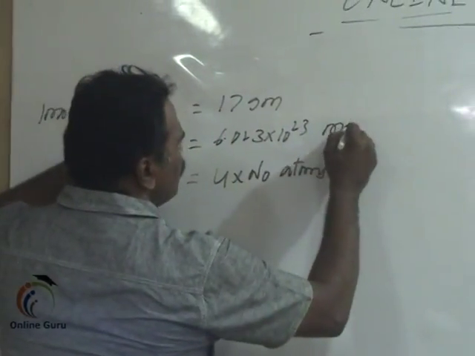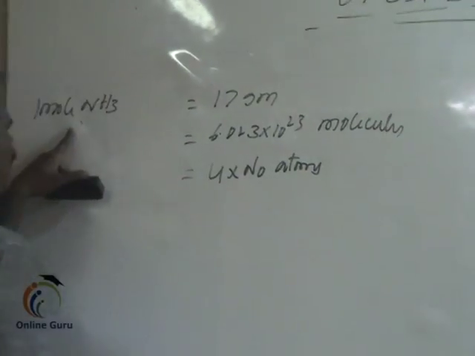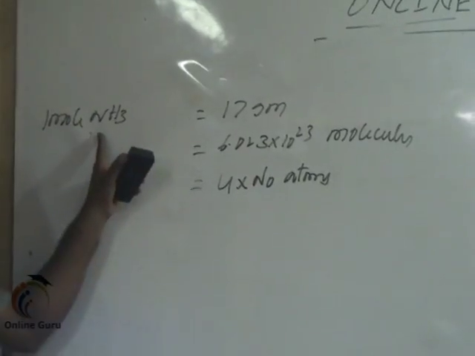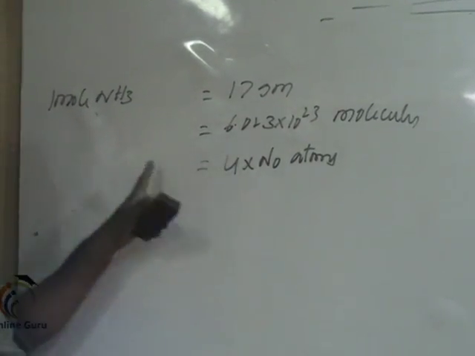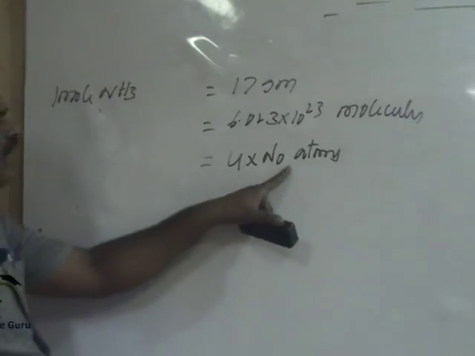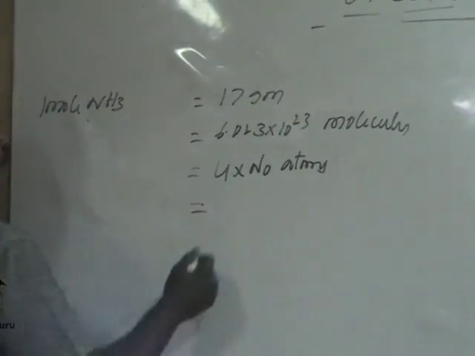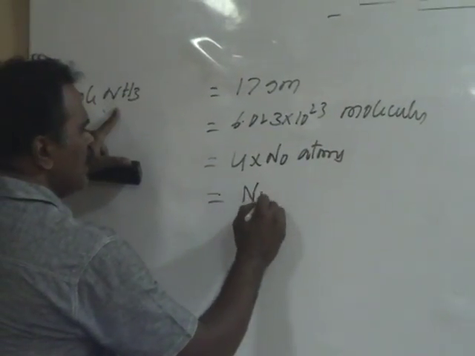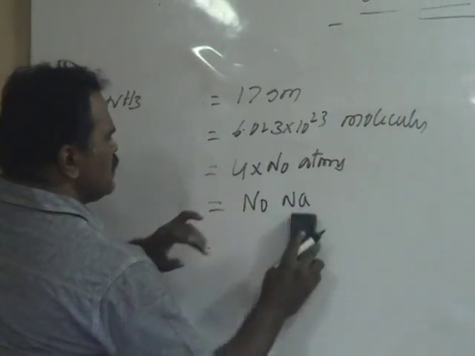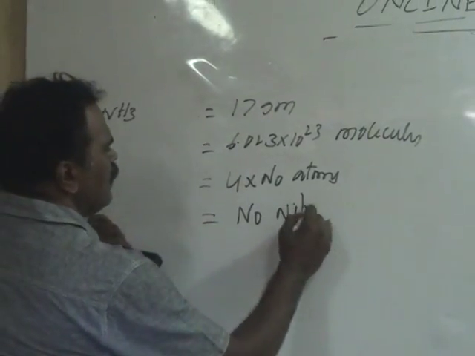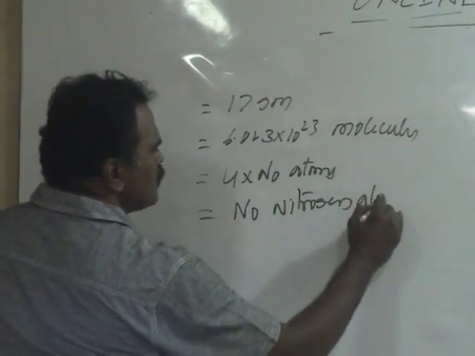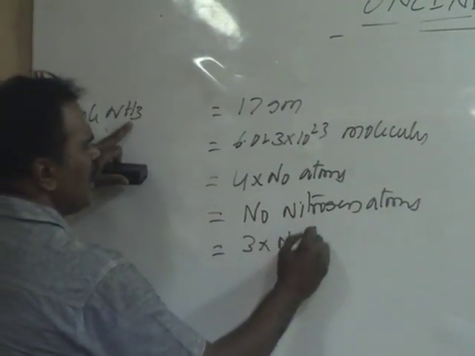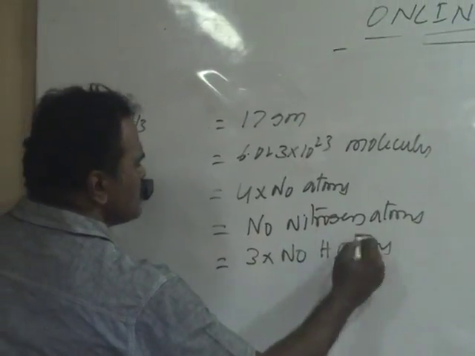This is molecules. 1 mole ammonia equals 17 grams. This is gram molecular weight. 1 mole ammonia equals Avogadro number of molecules. 1 mole ammonia equals 4 into Avogadro number of atoms. 1 mole ammonia equals 1 into N0 nitrogen atoms, or Avogadro number of nitrogen atoms. 1 mole ammonia equals 3 into Avogadro number of hydrogen atoms.